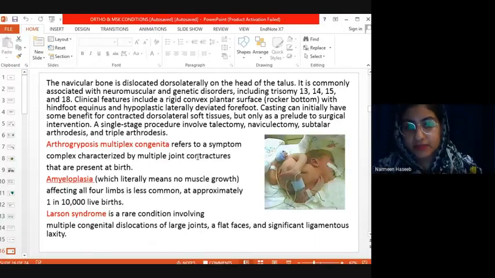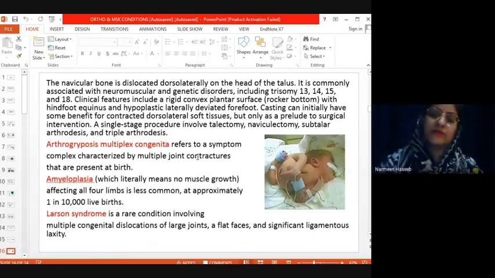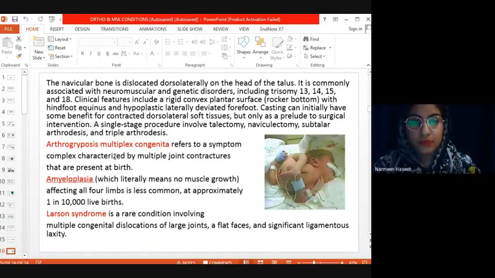Arthrogryposis multiplex congenita refers to a symptom complex characterized by multiple joint contractures that are present at birth. So you see over here, this is the condition of arthrogryposis multiplex congenita, and you can see this poor baby with a lot of contractures, multiple joint contractures. Then we have amyoplasia. It literally means no muscle growth. Affecting all four limbs, it is less common at approximately 1 in 10,000 live births.